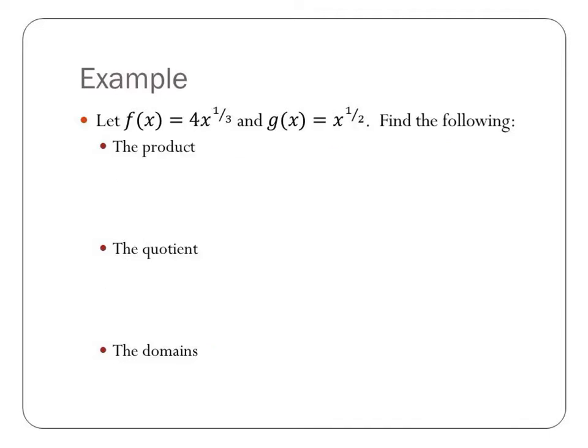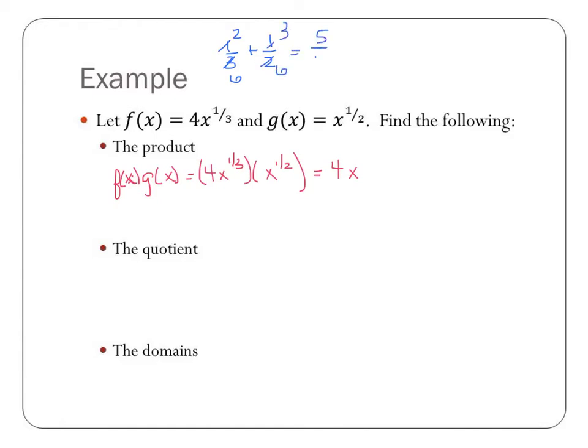Okay, so let's talk about the product. The product is going to look like f of x times g of x, which is going to be 4x to the 1/3 times x to the 1/2. When we multiply, what do we do with our exponents? We add them. So 1/3 plus a half, using a common denominator of 6, we get 5/6. All right, so 4x to the 5/6.